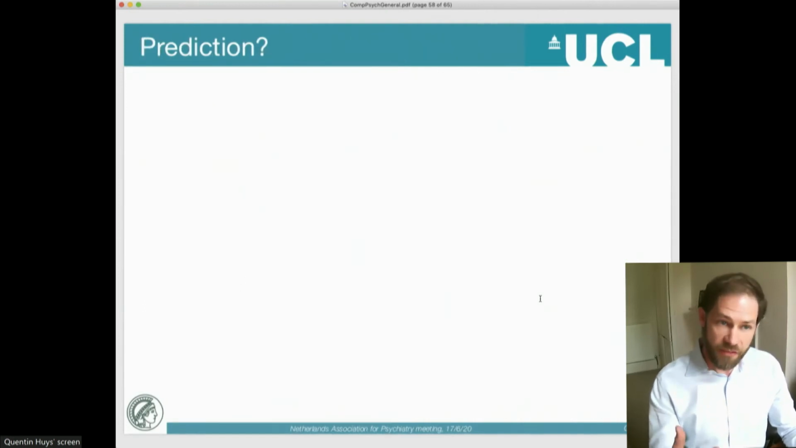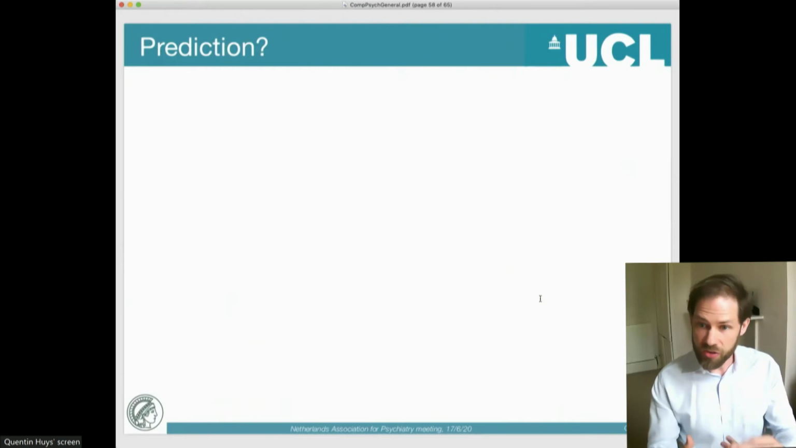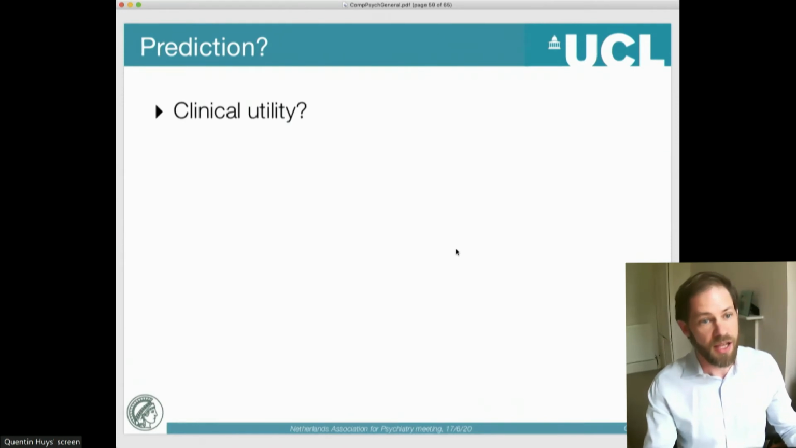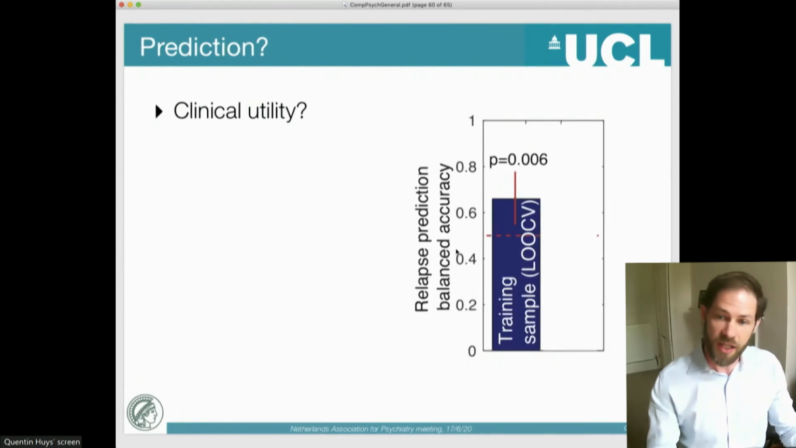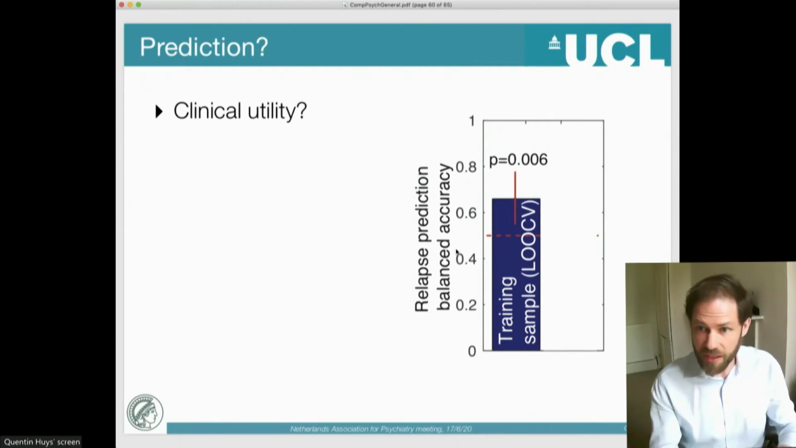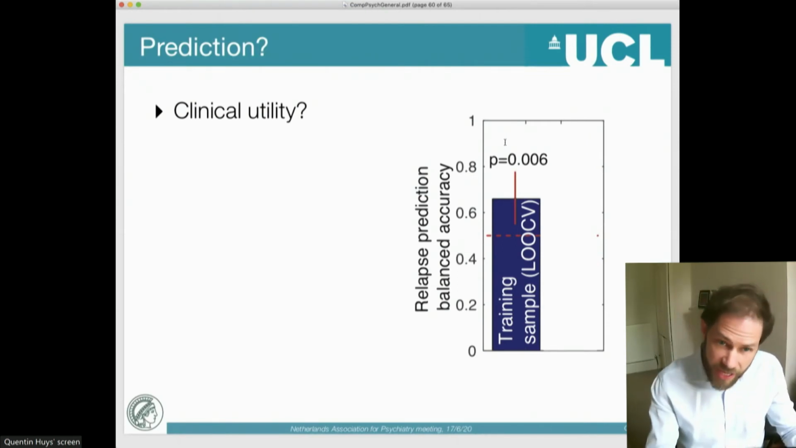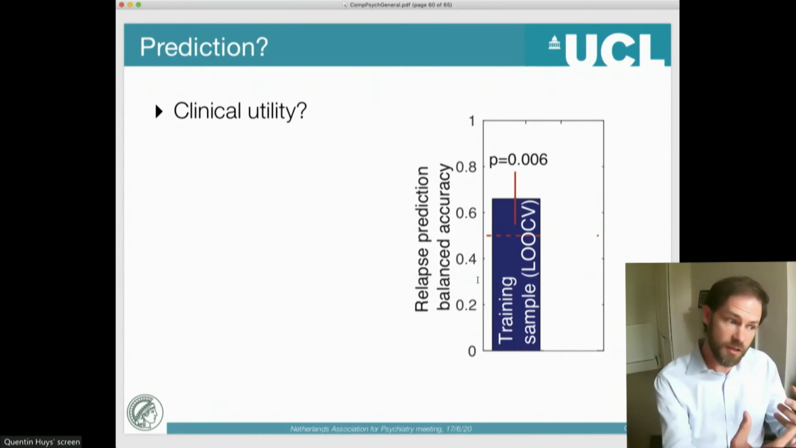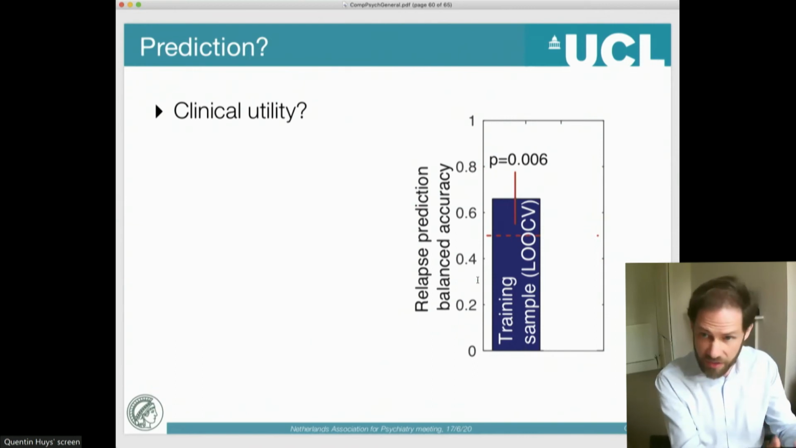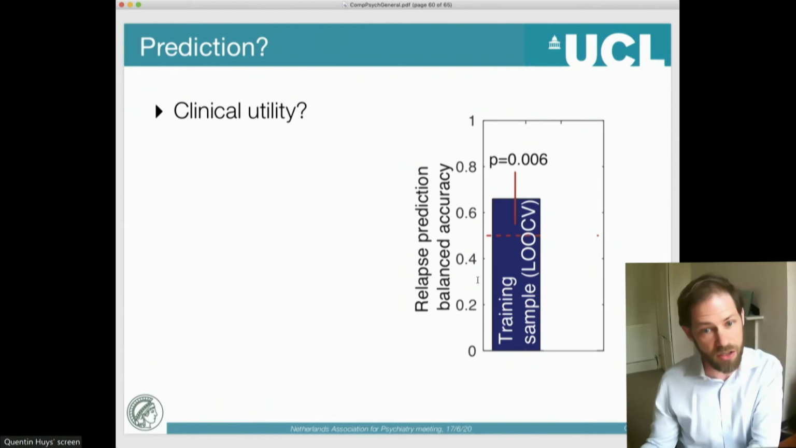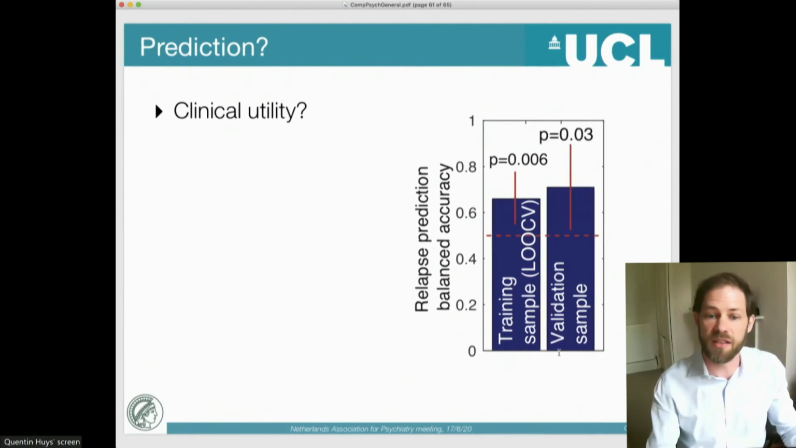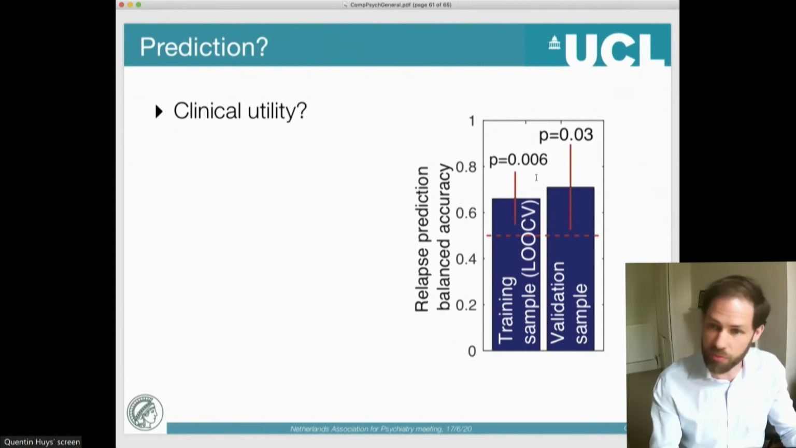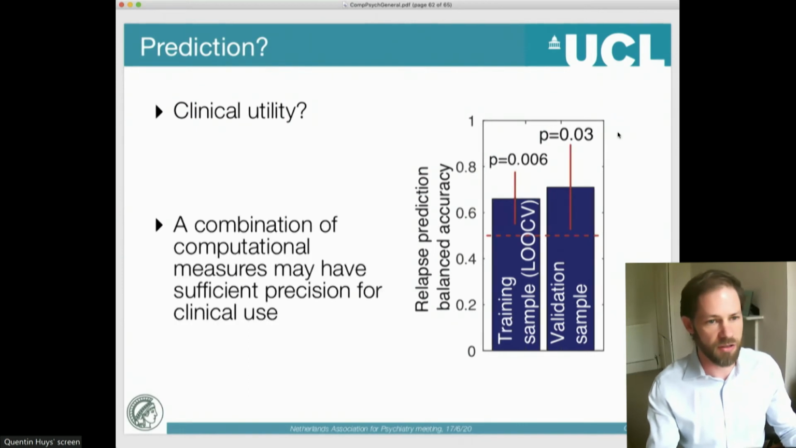Now, having built this, we can ask whether we can use it to help us make the decision of who we can safely take off an antidepressant or not. So what is the clinical utility of this? We look at whether we can predict who is going to relapse, and it turns out that we can, better than chance. It was a two-site study, and when we use the data from one site to predict what is going to happen in the other site, we find that we can also predict whether people are going to relapse in the other site, which was not used in any way to inform the analysis or the models.